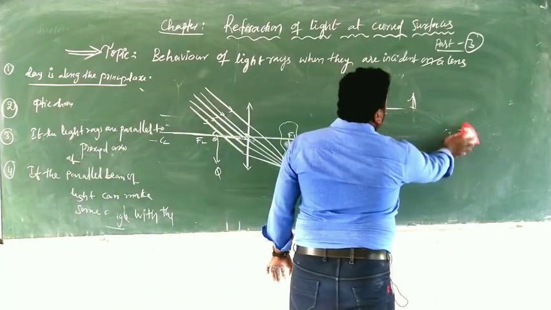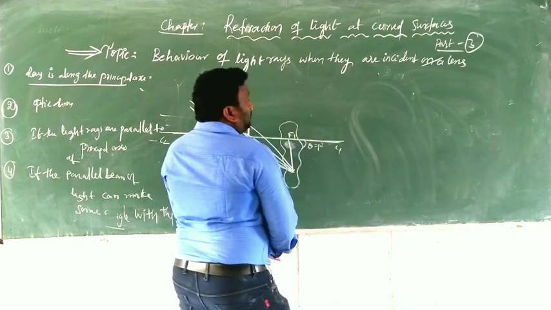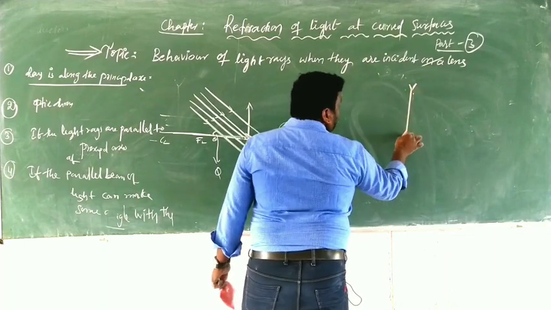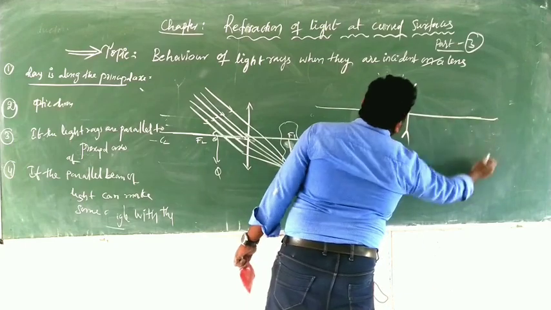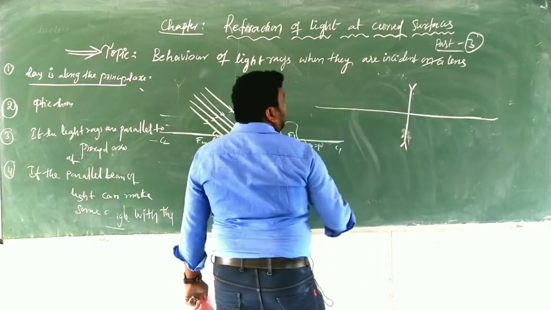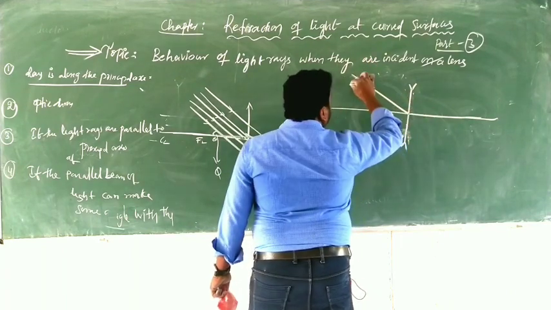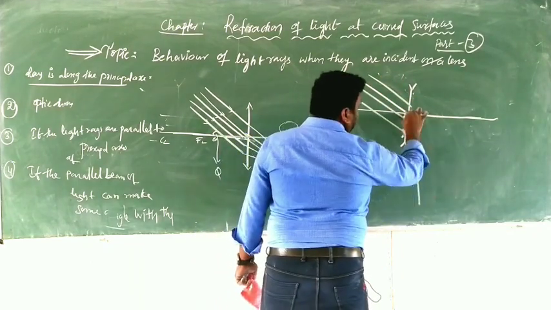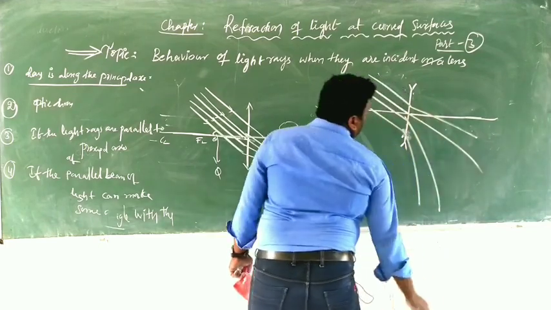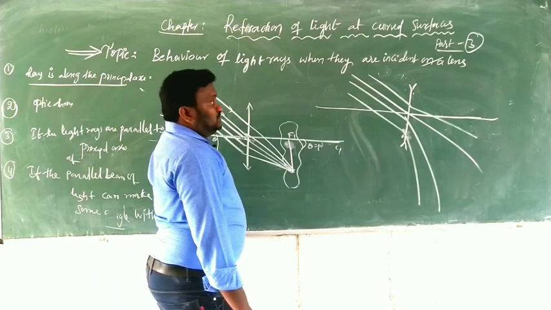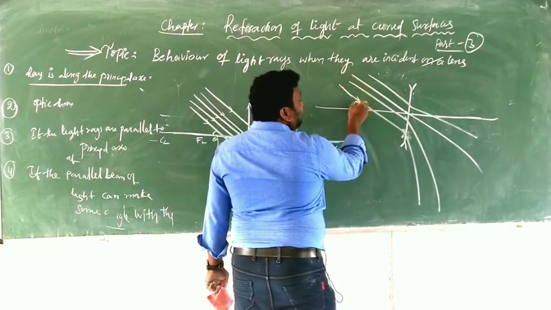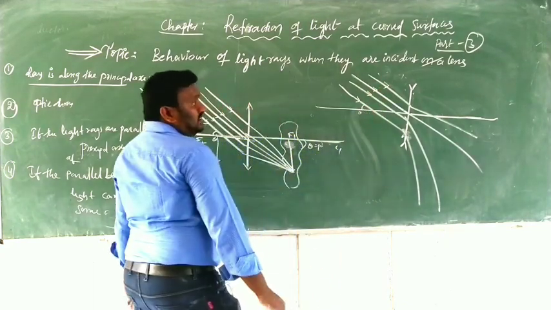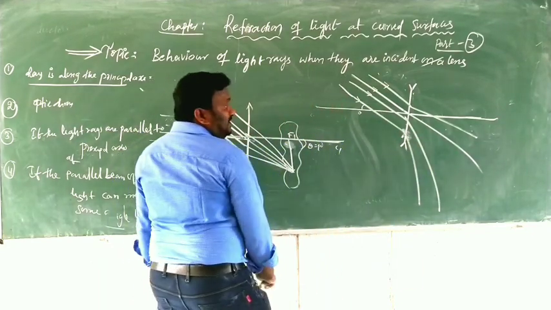The same thing I am taking here for the biconcave lens. So here this is the biconcave lens, and this is the principal axis. Clear? Again the light is coming. So again what do you observe? Again this is the parallel beam of light. They will make some angle theta. Again they seem to diverge.